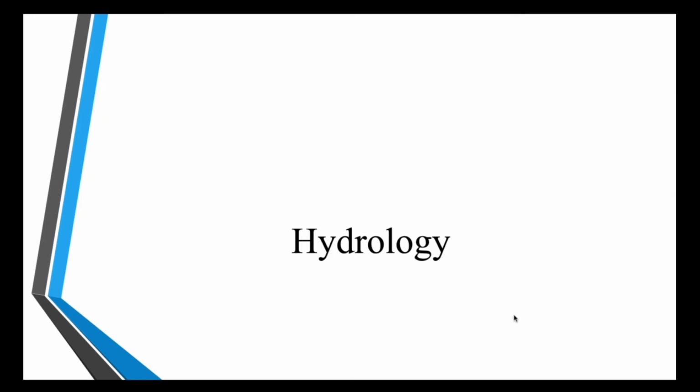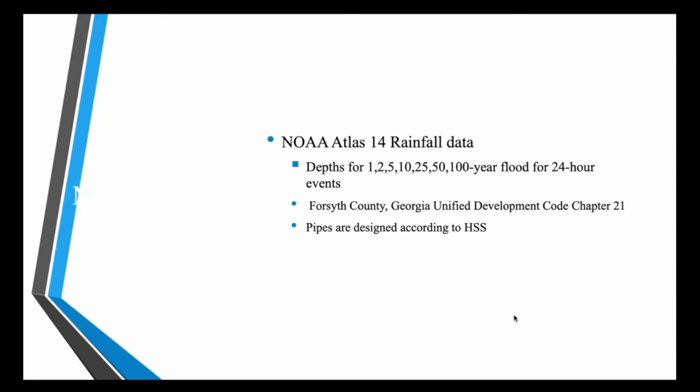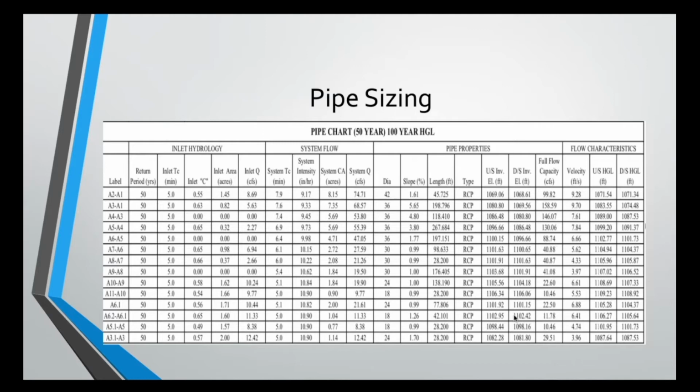Okay, for hydrology, we obtained rainfall data from NOAA Atlas 14. And in hydrology, we focus on draining stormwater by designing the sanitary sewer and pipe network. To create the pipe network, we use AutoCAD and Civil 3D, to create proper boundaries and polylines.